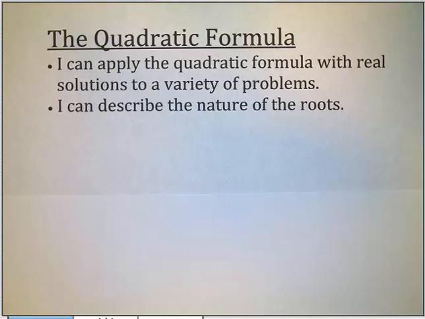This lesson is on the quadratic formula. By the end of this lesson, you should be able to apply the quadratic formula with real solutions to a variety of problems and describe the nature of the roots.